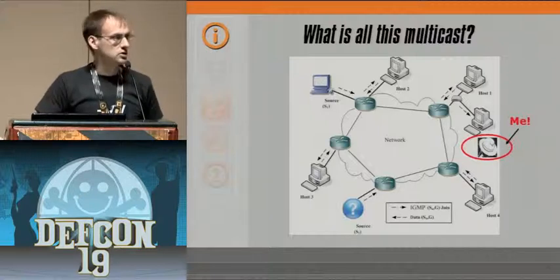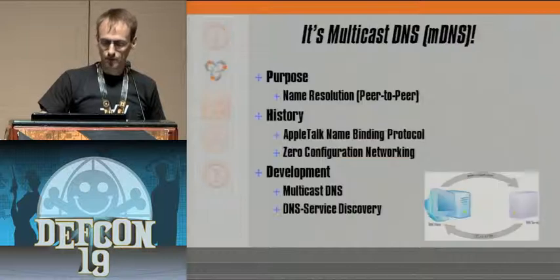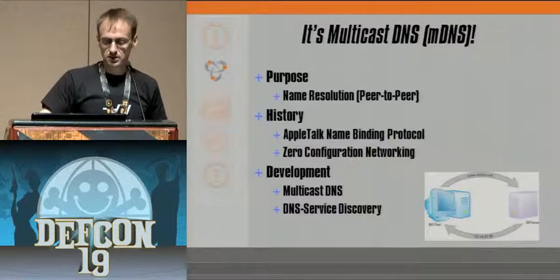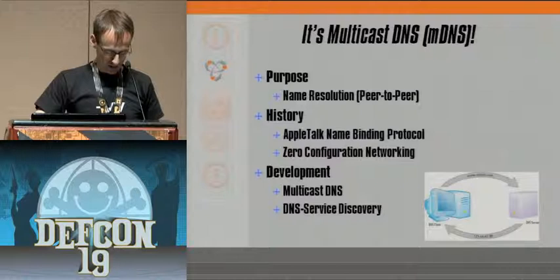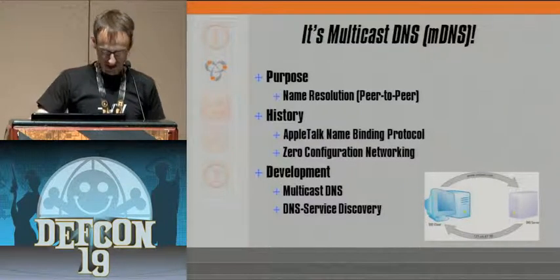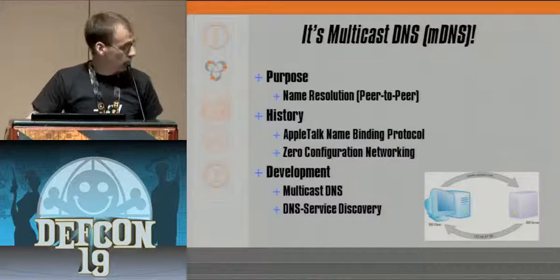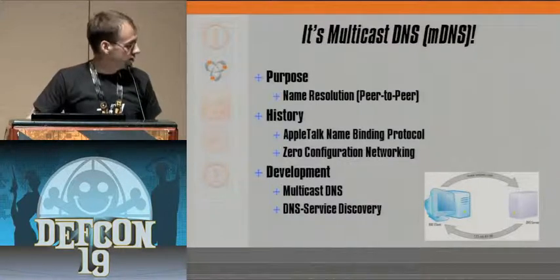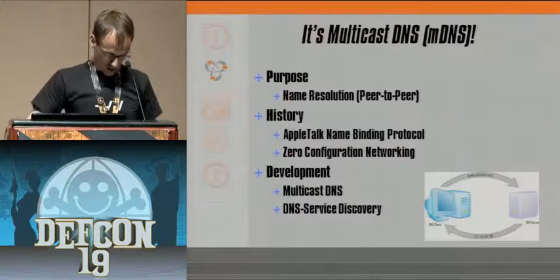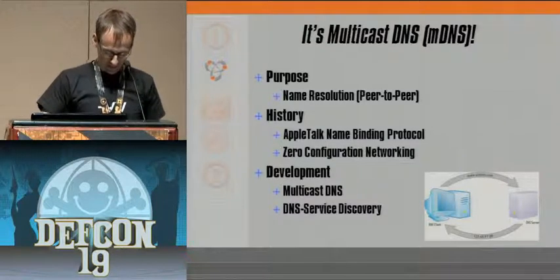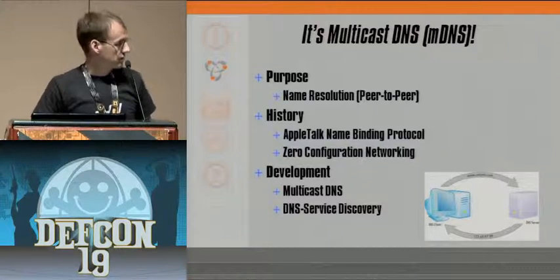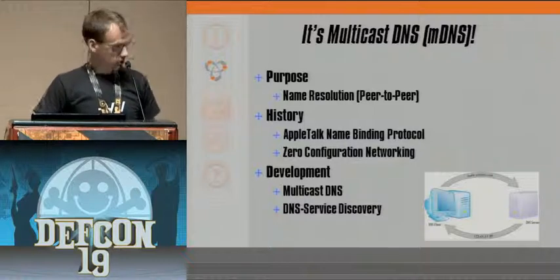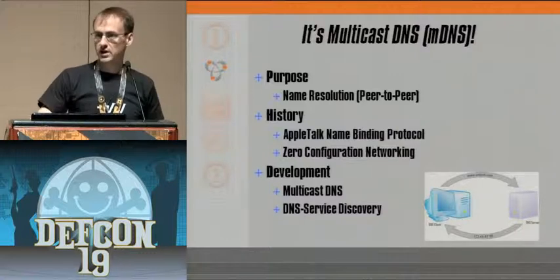So I went ahead and did a little research on this multicast, and this is what I found. It is multicast DNS. The purpose of multicast DNS is peer-to-peer name resolution. It does have a history. Multicast DNS is the successor to AppleTalk name binding protocol, and it was eventually added to Apple's zero configuration networking initiative. In addition to multicast DNS being part of this initiative, Apple also added DNS-SD, or DNS service discovery via multicast, to allow for peer-to-peer service discovery in addition to the name resolution. All right, so you can begin to see how this is going to look.